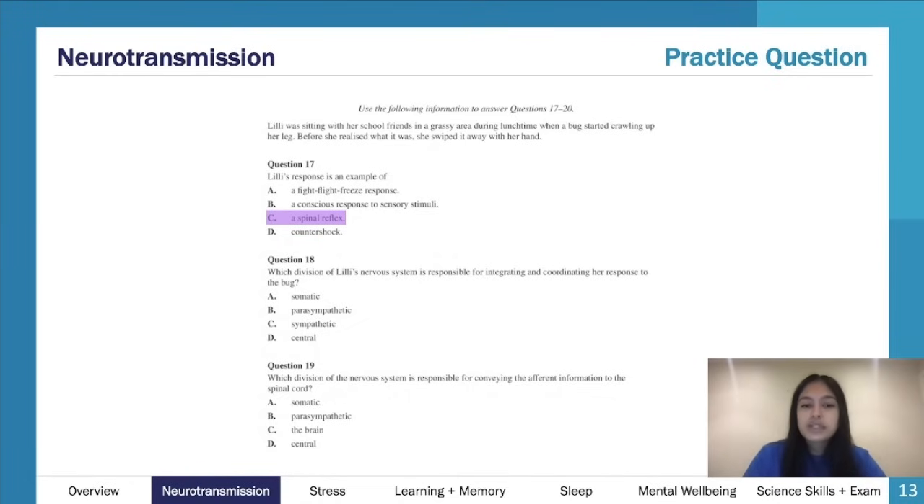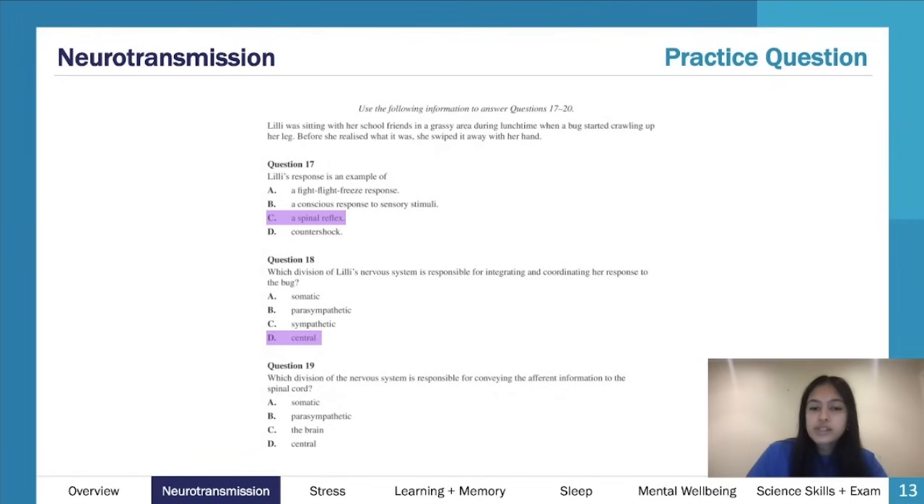So which division of Lily's nervous system is responsible for integrating and coordinating her response to the bug? So we know this is a spinal reflex, but seeing the terms integrating and coordinating her response should tell you that it's central, because your peripheral is just basically to send and receive messages. Remember the importance of your brain, and in this case your spinal cord, coordinating that response.